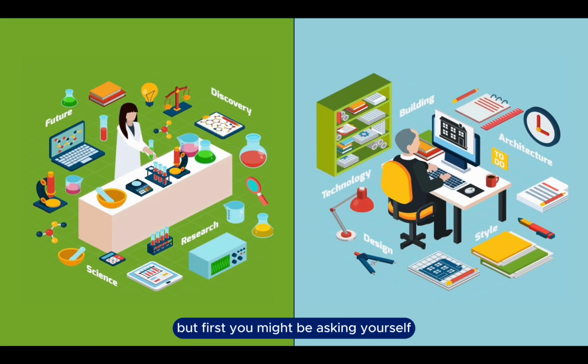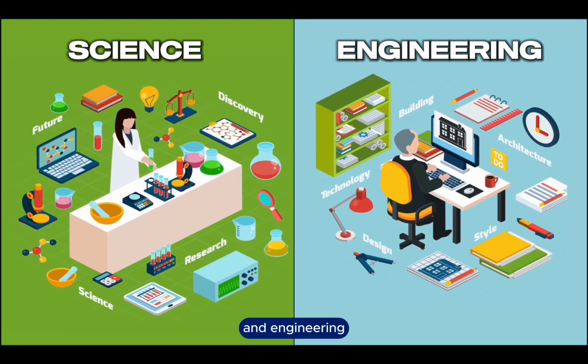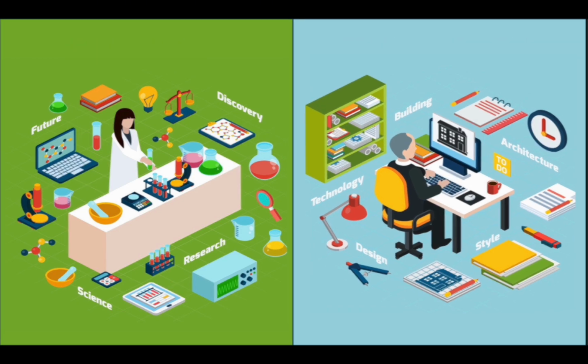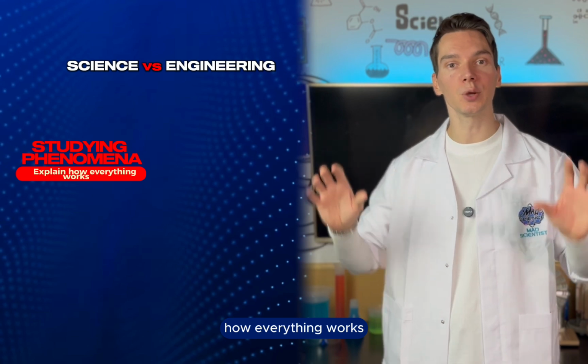But first, you might be asking yourself, are there any differences between science and engineering? There is a lot of similarity between science and engineering, but the main difference is that in science, we try to explain everything, how everything works.